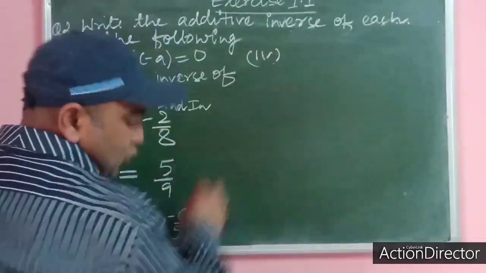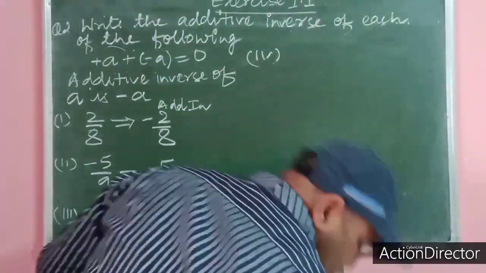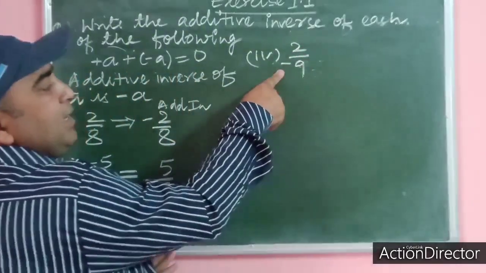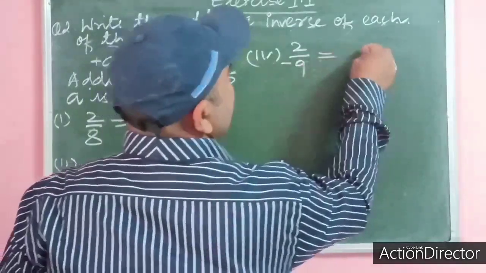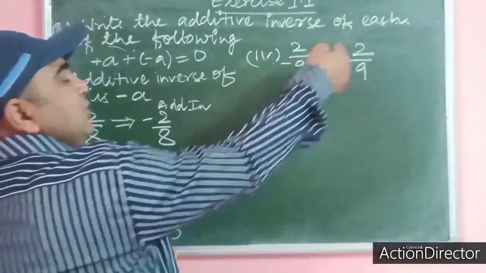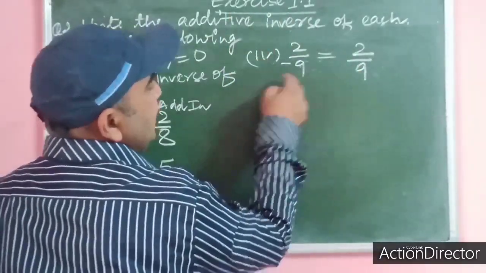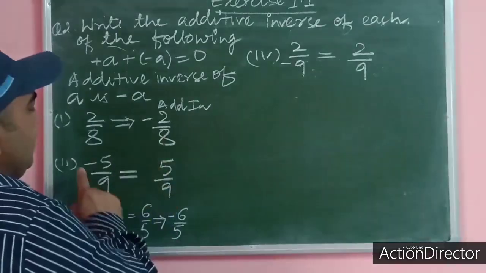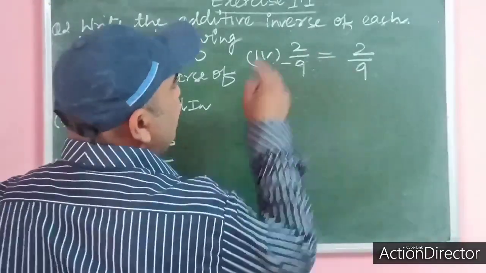Now this is the fourth part. This is 2 by minus 9. This is minus, so its additive inverse is 2 by plus 9. 2 by minus 9, so the additive inverse is 2 by plus 9. If it was minus, it becomes plus. If it was minus, it becomes plus.